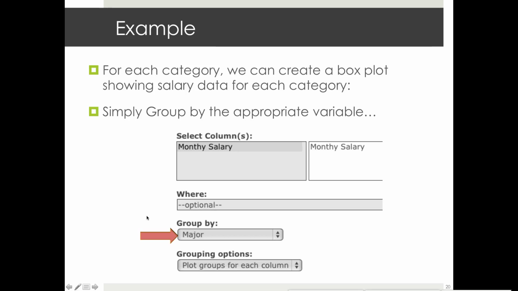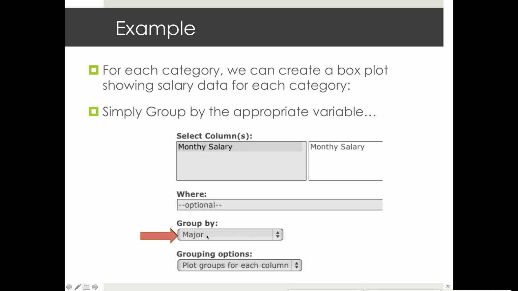For each category, what we can do then is create a box plot that shows salary data for that category. In StatCrunch then, we would simply group by the appropriate variable. So here we're going into the menu that allows us to create a box plot, and then we're going to select the monthly salary quantitative variable, because of course box plots need quantitative variables in order to be generated. And then we're simply going to group by major.